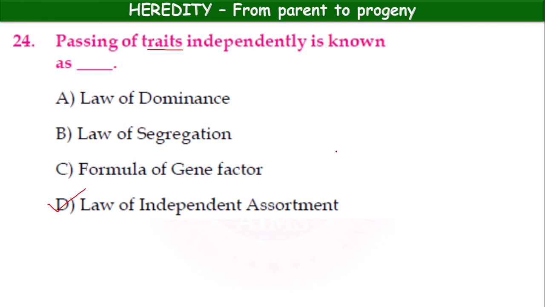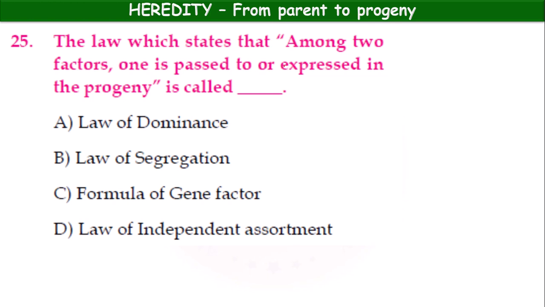Okay. Simple. Option D. The law which states that among two factors one is passed to or expressed in the progeny is called law of dominance, law of segregation, formula of gene factor, law of independent assortment. Which one? Law of dominance, because among two factors one is passed to or expressed in the progeny, that is called as dominant. Okay. Law of dominance, option A.